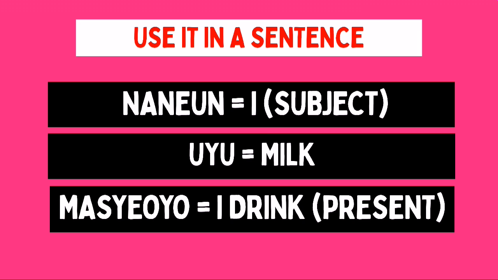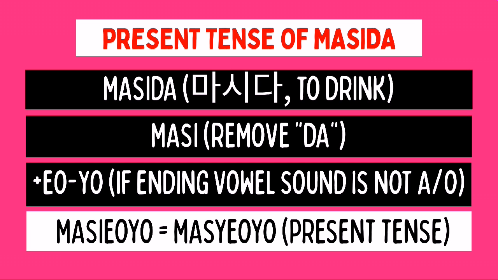So how is 마시다 transformed into 마셔요? Here is a review of transformation of root verbs into present tense form. Our root verb is 마시다, which means to drink. We have to remove da to leave behind masi. And since the ending vowel sound of masi is not a or o, we'll be adding oyo. So masi plus oyo is 마셔요. So 마셔요 is the present tense form of masida.